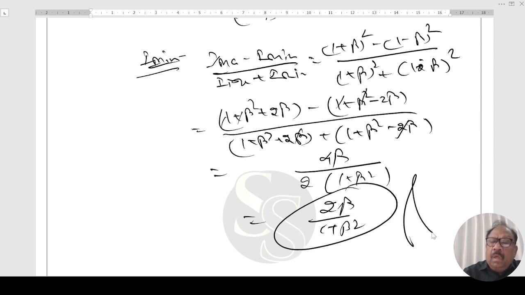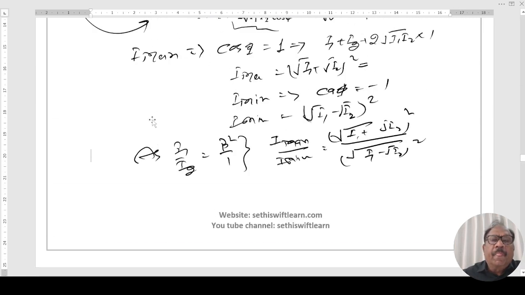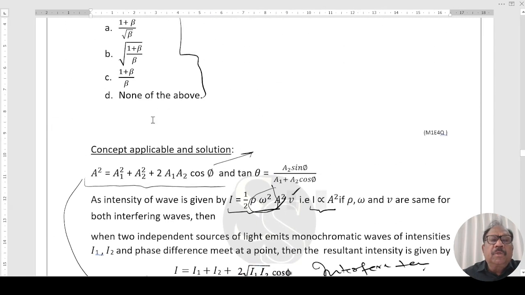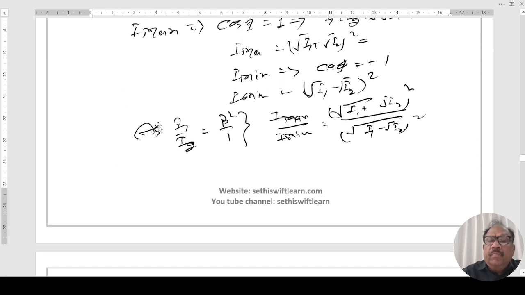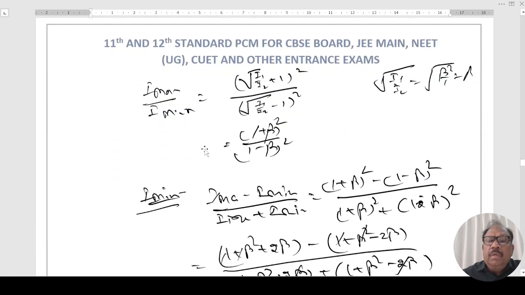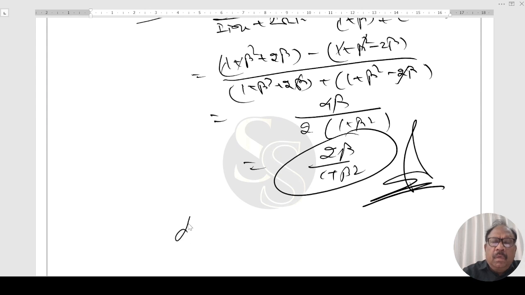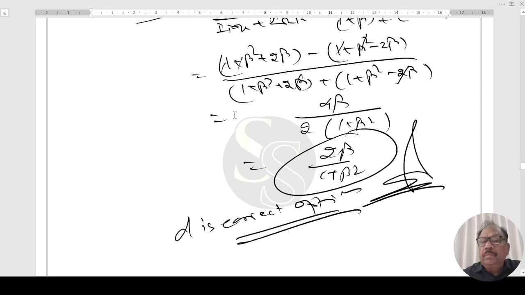This is the answer. Let's check the answer. This is not, this is not, this is not. Means none of the above. D is the correct option. Right. Next question.